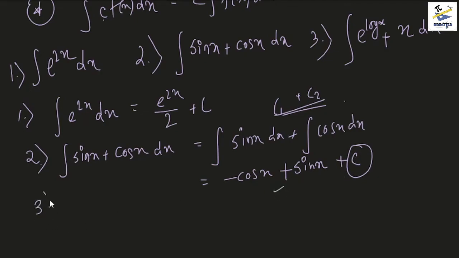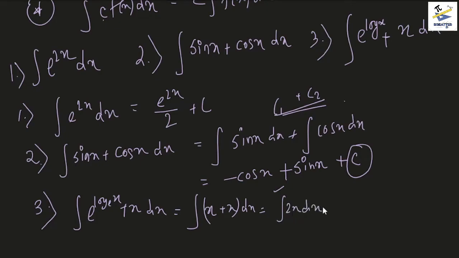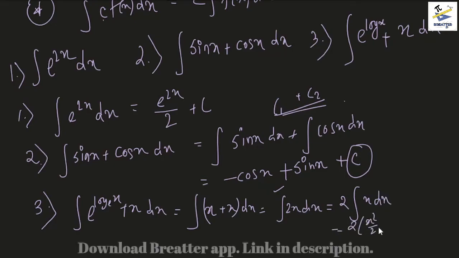And for the third one, it's e to the power log x plus x dx. But we observe that e to the power log e of x, which is the natural logarithm, is just x. So x plus x dx is basically 2x dx, and we can see that the constant 2 comes out and it's just x dx, and the integral of x dx is x squared by 2, and there would be a plus c outside.